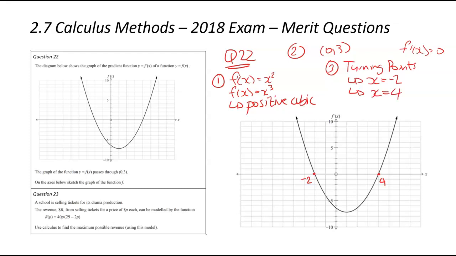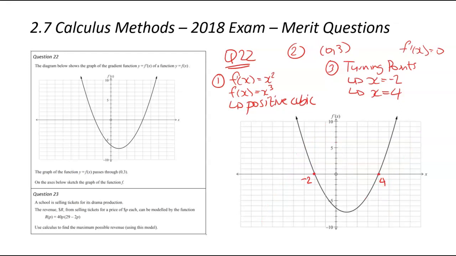If we think of a positive cubic, it normally goes kind of up, down, and then up again. So we're looking for that shape with the maximum sitting directly above negative 2, and the minimum sitting directly below positive 4. And we do have to be careful: it has to go through the point (0,3). So let's get rid of that sketch.